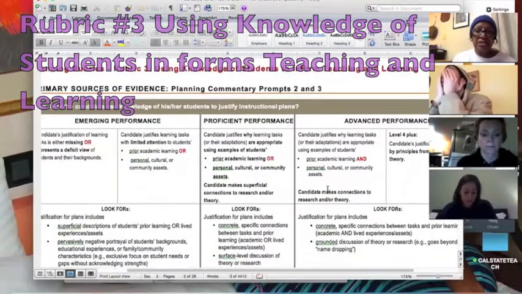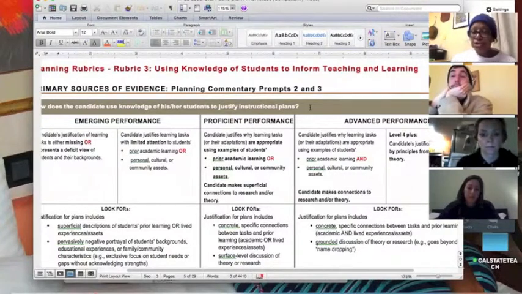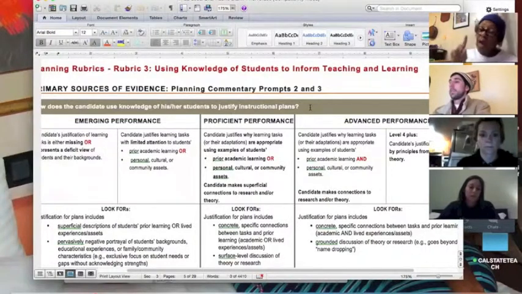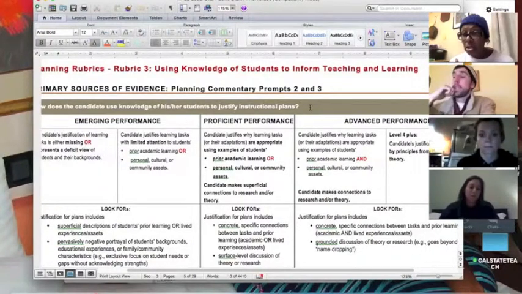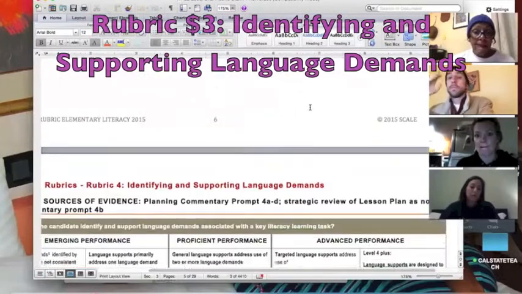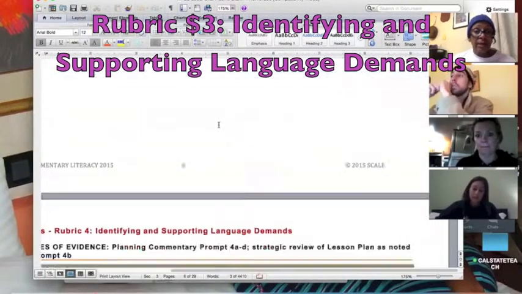And this is your knowledge of the students to justify your instructional plan. Okay? I know little Billy has this issue, and so I'm going to do this, and that's why this is going to justify that plan. Because your commentary that you write, they apply this rubric to that one commentary. So that one commentary has to be very rich.